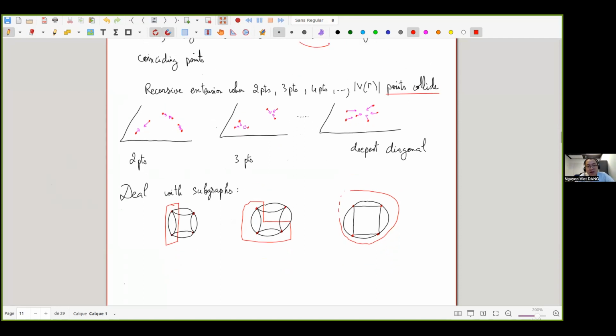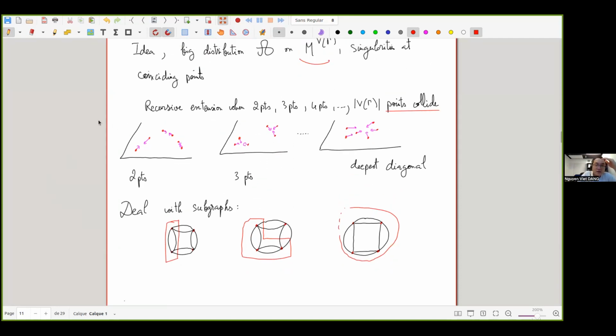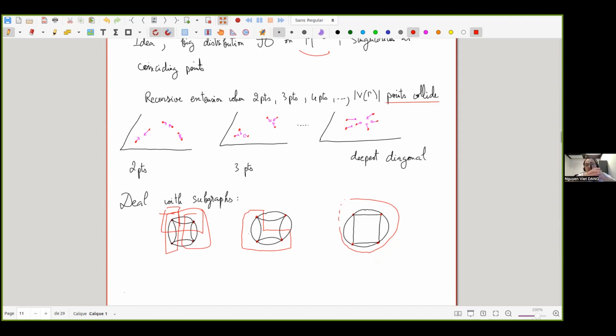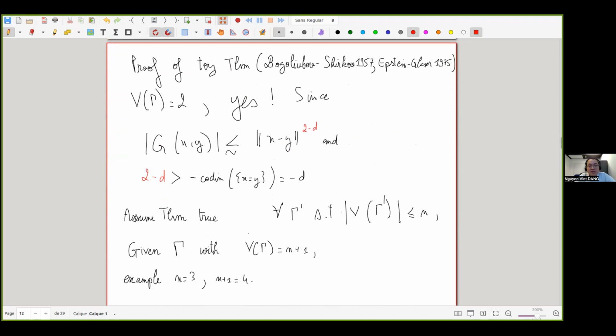So intuitively, it means that to control the integrability of the amplitude associated to a graph, I'm going to first study the integrability of all the subgraphs. You see, I have this graph here. I look at all the possible subgraphs, and I look at the integrability of all the possible subgraphs. And so it means that I treat collisions of the points to lower diagonals. And at the end, I will study the singular behavior of the Feynman amplitude when all the points collide together.